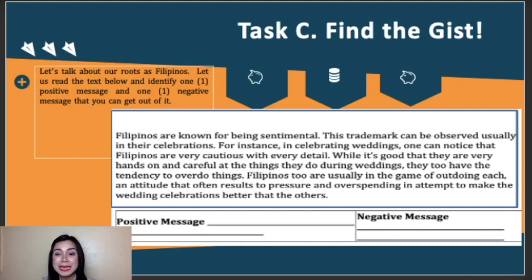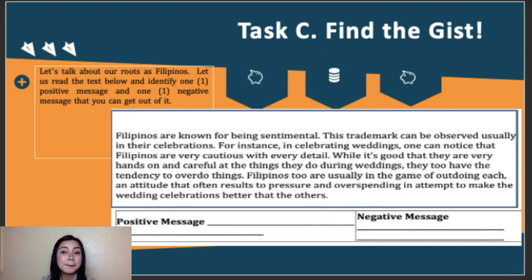Filipinos are known for being sentimental. This trademark can be observed usually in their celebrations. For instance, in celebrating weddings, one can notice that Filipinos are very cautious with every detail. While it's good that they are very hands-on and careful at the things they do during weddings, they too have the tendency to overdo things. Filipinos too are usually in the game of outdoing each other, an attitude that often results to pressure and overspending in attempt to make the wedding celebrations better than the others.